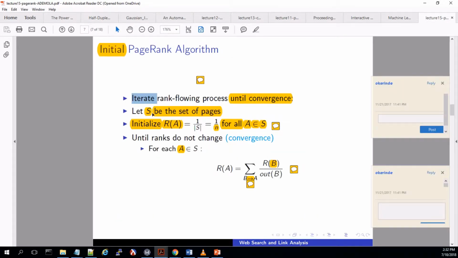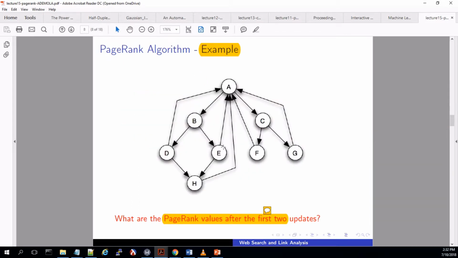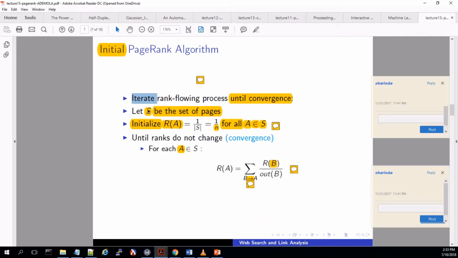So let S be the set of pages. Like I said, these are our pages. So S is the set. Here we have 1, 2, 3, 4, 5, 6, 7, 8. So the size of S is 8. I hope we get that.